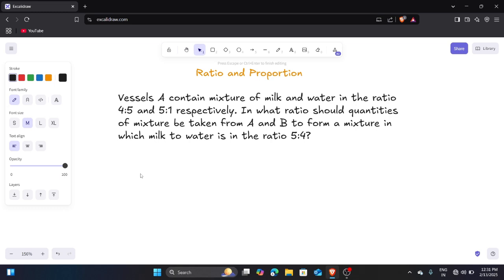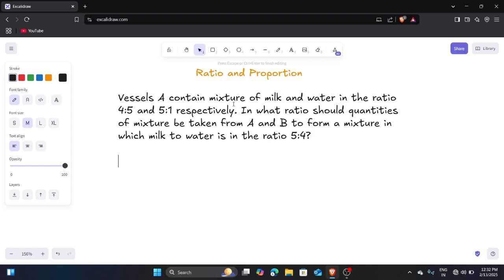So, okay, guys, in ratio and proportion, this is our new question, and let me see what this question is asking us. Okay, vessel A contains a mixture of milk and water in a ratio 4:5, and vessel B in 5:1 respectively. In what ratio should equal quantities of mixture be taken from A and B to form a mixture in which milk to water is in a ratio 5:4?